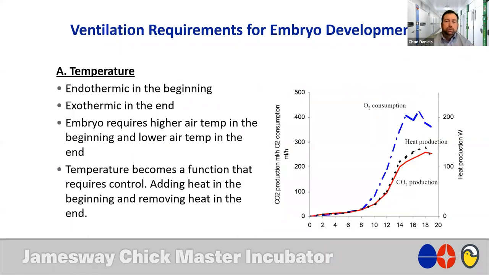So with temperature, and I've got a graph here that you can see, we know that in the beginning, it is endothermic, and then in the end, it's exothermic, which means the embryo requires a higher air temperature in the beginning and a lower air temperature in the end. So temperature becomes a function that requires control, adding heat in the beginning and removing heat in the end. And we can see by our chart here, CO2 production follows our oxygen consumption and then the heat that's produced as the embryo grows.